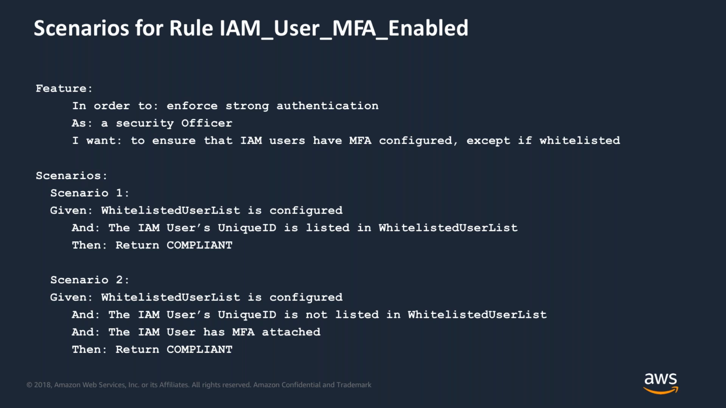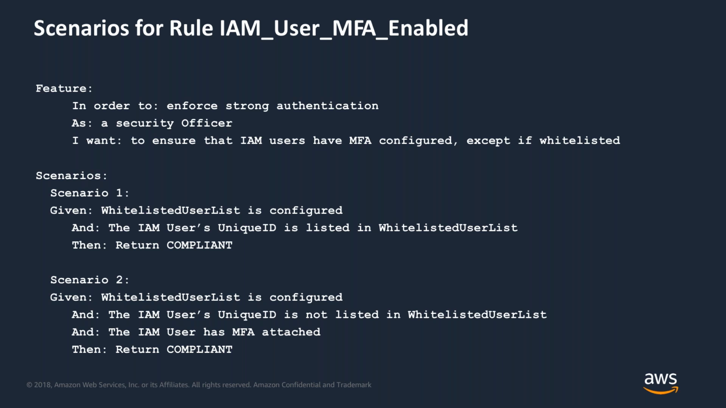To enforce strong authentication, as a security officer, I want to ensure that all IAM users have MFA, except those users that are whitelisted. That is, any users that we put into the parameter will be in a whitelist because no MFA is required for those IAM users. And then here we have defined 5 scenarios. And this may not cover every single scenario, but this essentially is an example to form the foundation or the basis of the Gherkin-like documentation that will drive the test cases.